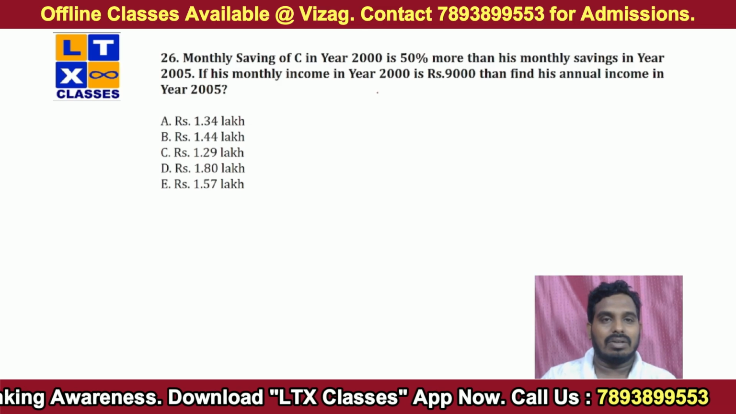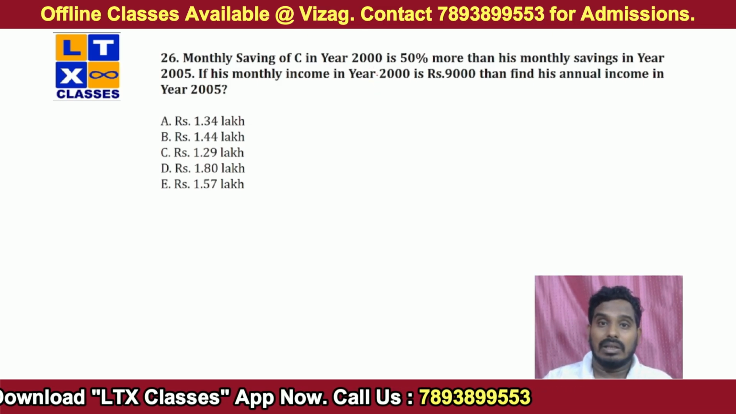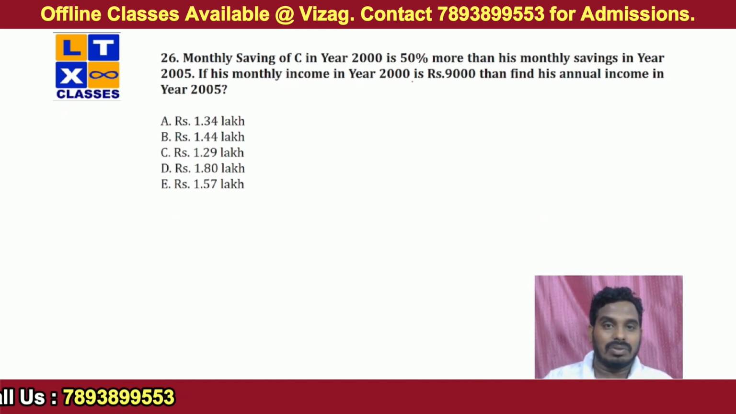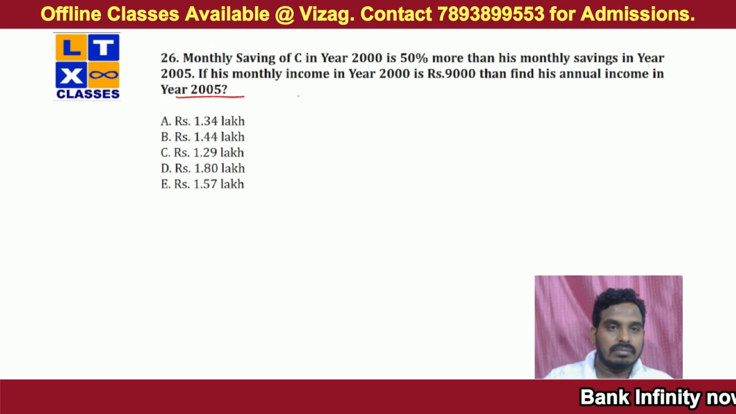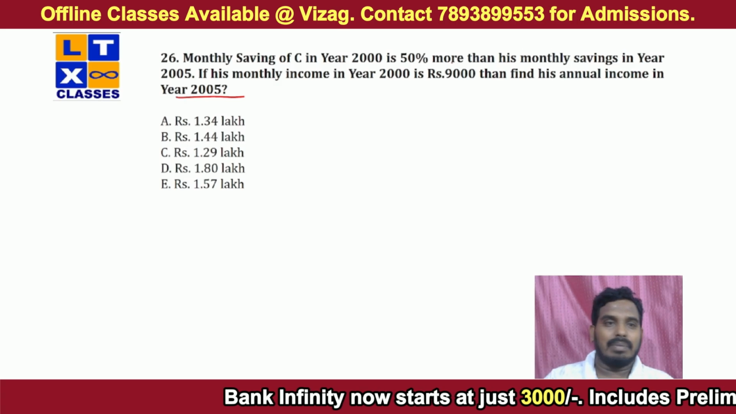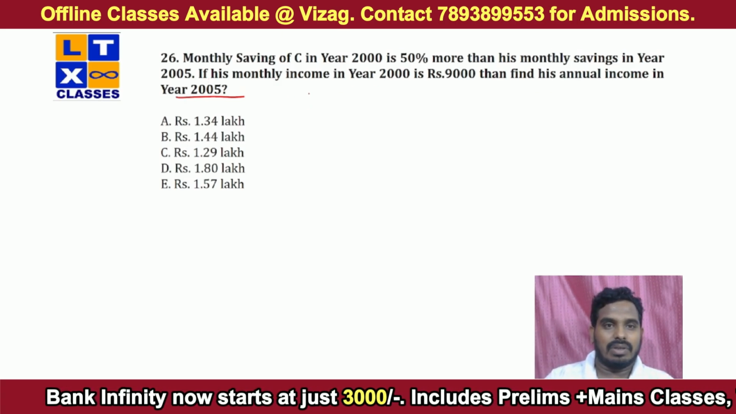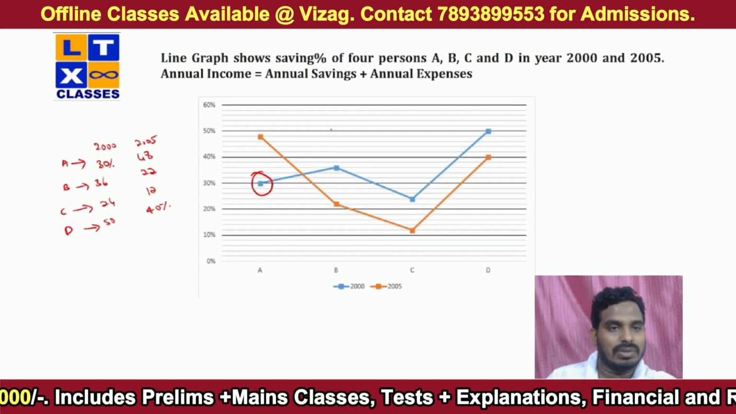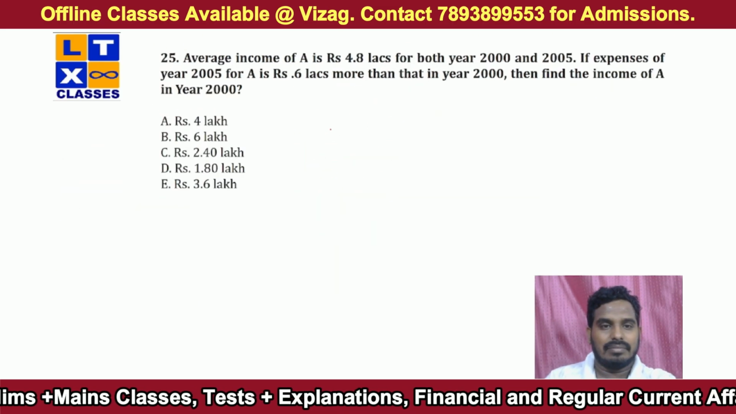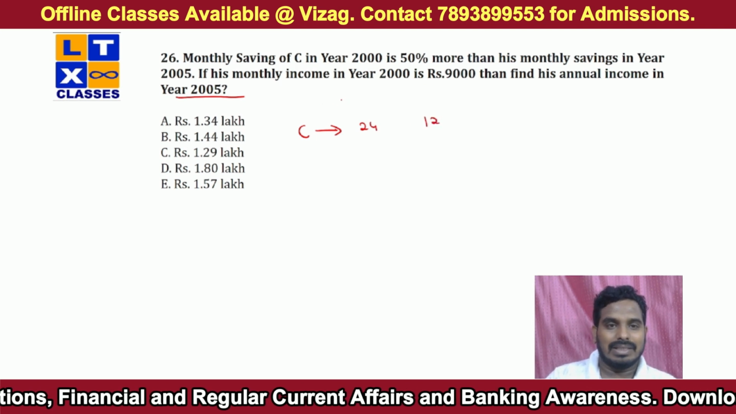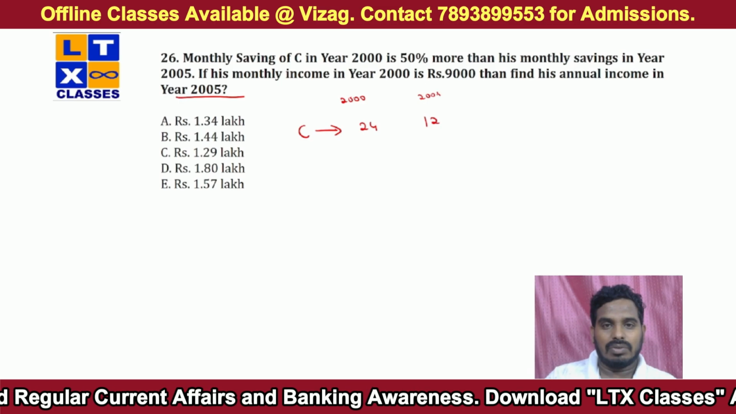Now, monthly income of C in the year 2000 is 50% more than the monthly savings in the year 2005. If his monthly income in the year 2000 is 9,000, then find the annual income in the year 2005. Okay. Now, what about the values of C in 2000 and 2005? 24 and 12, right? These are the savings for the year 2000 and 2005.